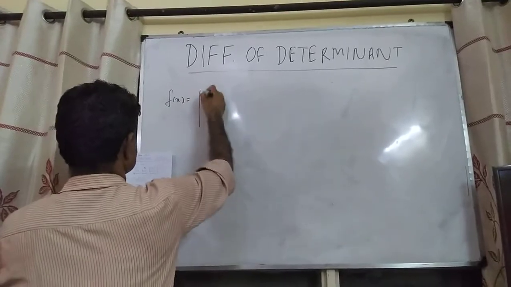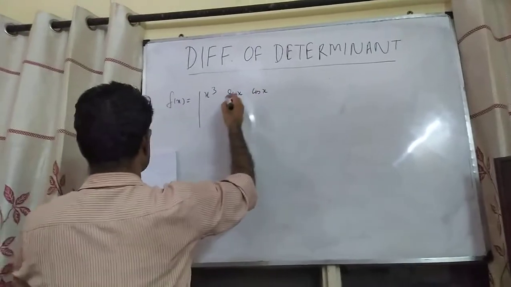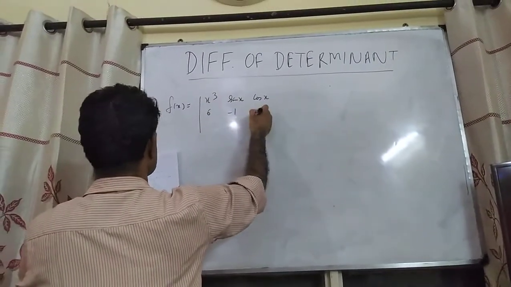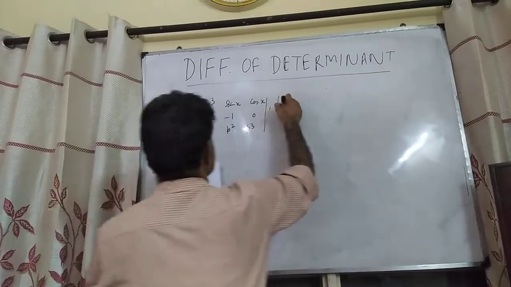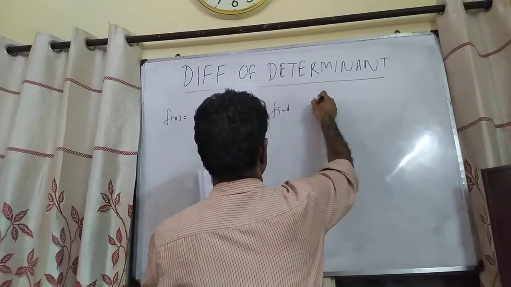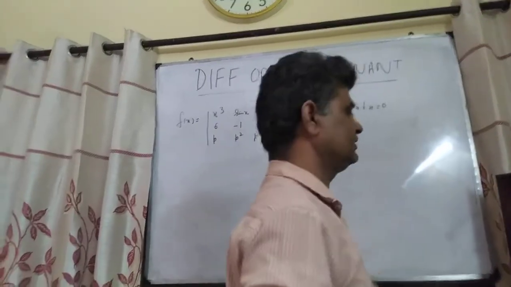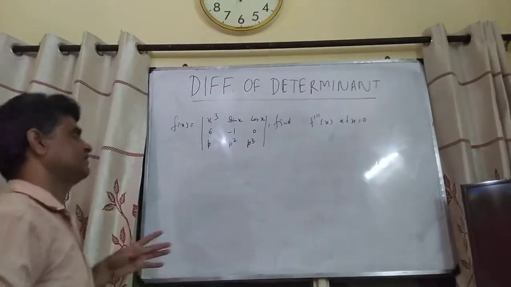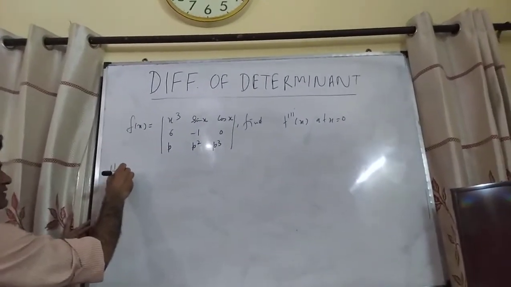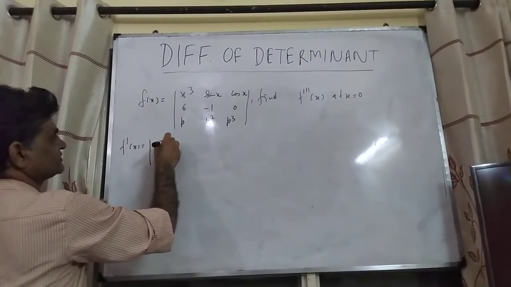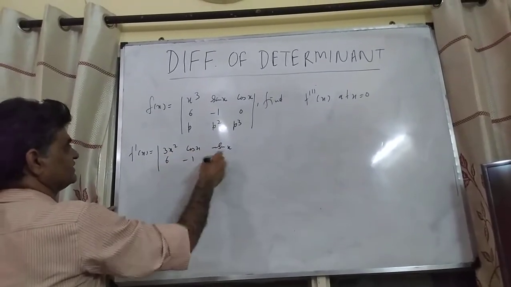f(x) equals the determinant with rows x³, sin x, cos x; 6, −1, 0; p², p, p³. Find f‴(x) at x = 0. Triple dash means triple differentiation of f(x) will be required. So in this case, we are differentiating the first row first: 3x², the derivative of sin x is cos x, and this is −sin x, and the other rows will remain the same.